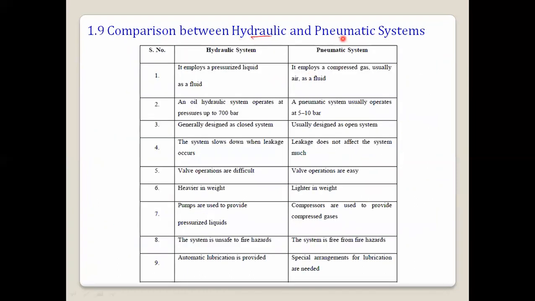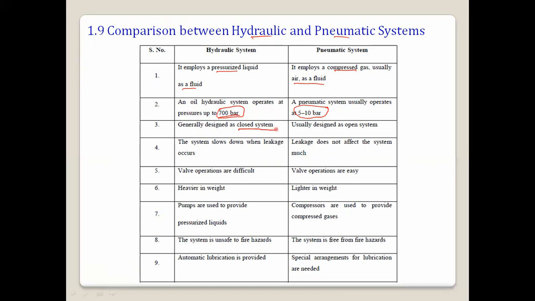If you compare the hydraulic and pneumatic systems, the hydraulic system employs a pressurized liquid as the fluid. The pneumatic system employs compressed gas, usually air. So the hydraulic system uses liquid, that is oil, and the pneumatic system uses air. In an oil hydraulic system the pressure is up to 700 bar, but in pneumatic it is 5 to 10 bar. So you have to keep this in mind: hydraulic for high pressure, pneumatic for low pressure.